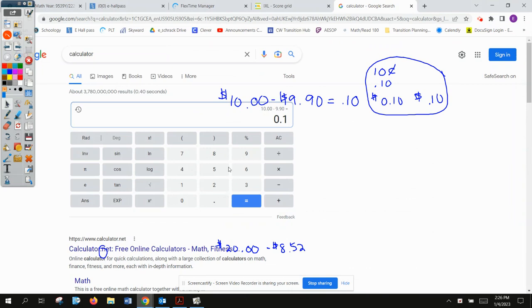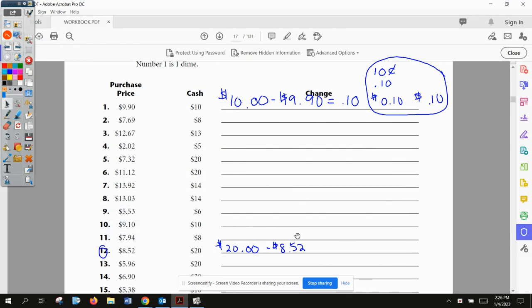Let's come over to the calculator. $20, 20.00, and we're going to subtract $8.52, and we get $11.48. So again, this answer can be written many ways.